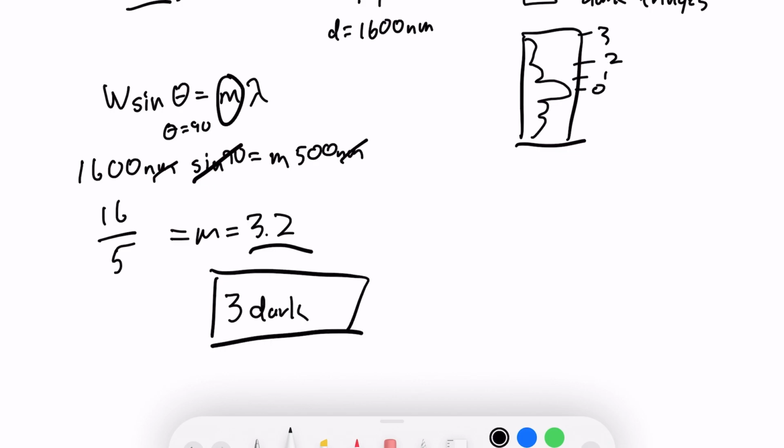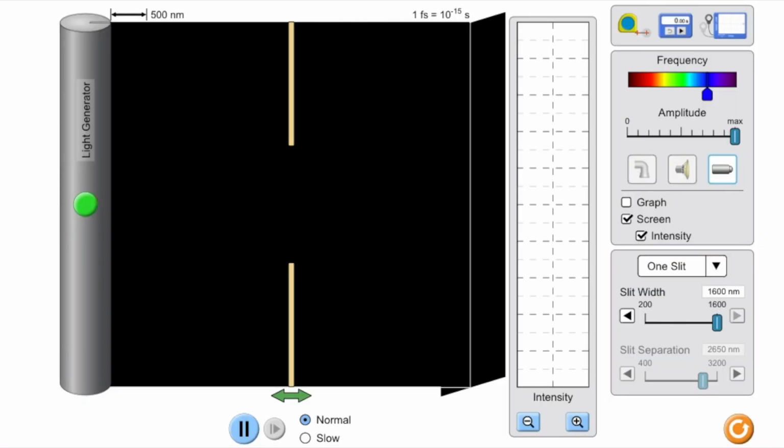So now let's compare it to the simulation. Okay, so now here we have a simulation to test if our hypothesis is true. So over here we have a wavelength of 500 nanometers. Here's our intensity chart, and here's the slit width set to 1600, which is the maximum here. And we can see if there are going to be 3 dark fringes or not.